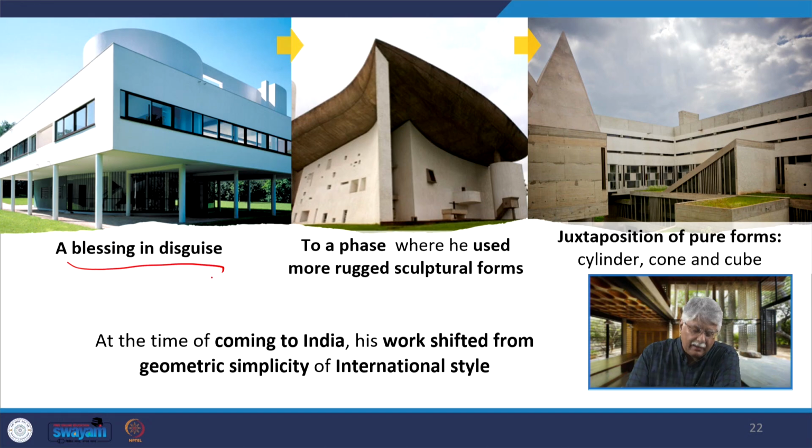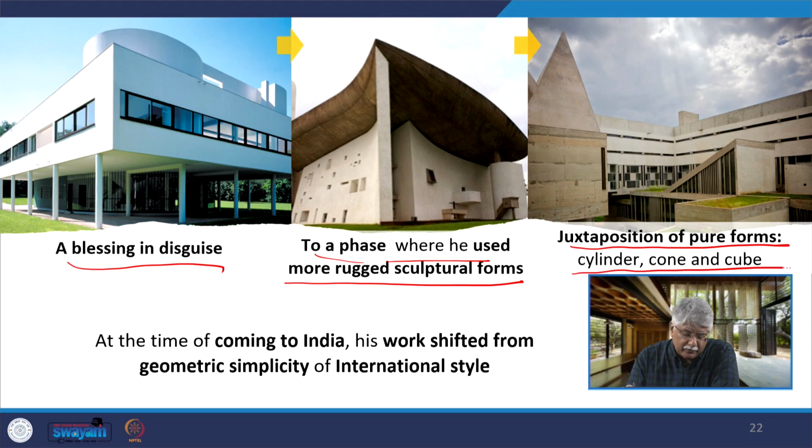Now this shift towards brutalism, towards the use of raw concrete, actually turned out to be a blessing in disguise for us in India, because this brought him to a phase where he was using more rugged sculptural forms, where he was juxtaposing pure forms like cylinders and cones and cubes, and this was helpful because Indian building technology was not so advanced, manual labor work was done. The finish of the building could not be so neat and tidy as it was possible in the West, for example in Villa Savoye. So the use of raw concrete turned out to be the right material choice for the conditions in India.